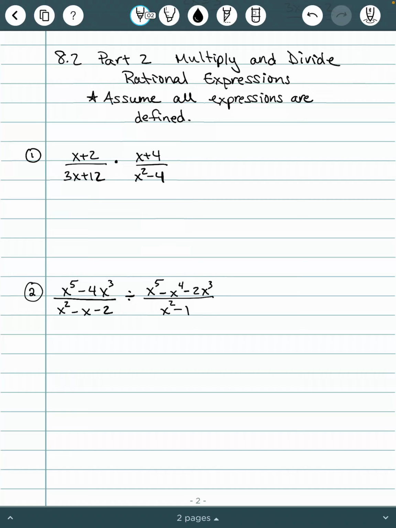Alrighty, so these are your multiplying and dividing rational expression notes. And just a quick note on these, it says assume all expressions are defined. And what that means is that we don't have to worry about identifying undefined values like we did when we were simplifying.